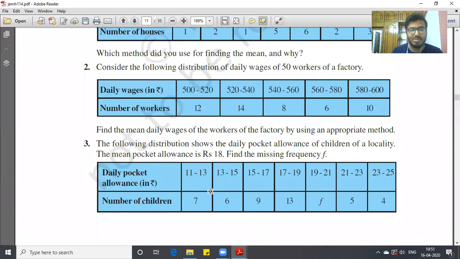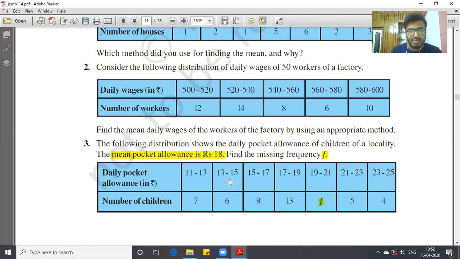Many of you have already sent me the homeworks of this exercise. That's good. Now, the next question. The following distribution shows the daily allowance of children of a locality. The mean pocket allowance is, see here the mean is given. The mean pocket allowance is rupees 80. Okay, the mean is given already. Find the missing frequency. Missing frequency are needed to find out. See, here is the missing frequency.